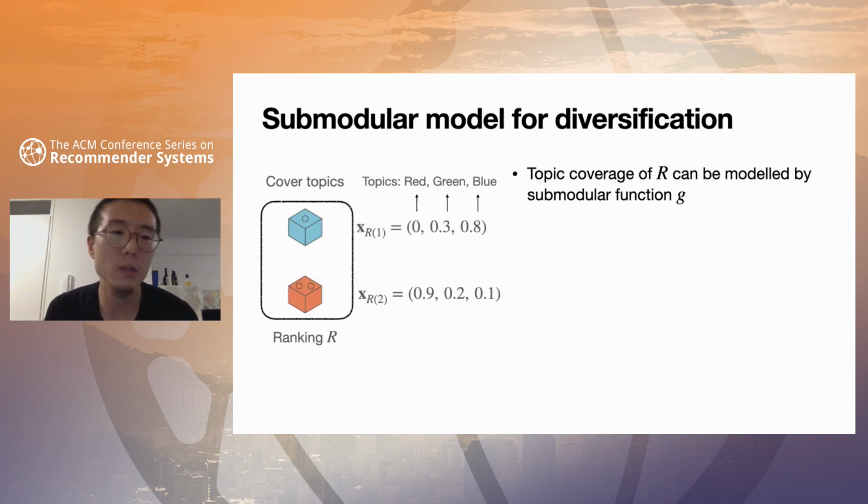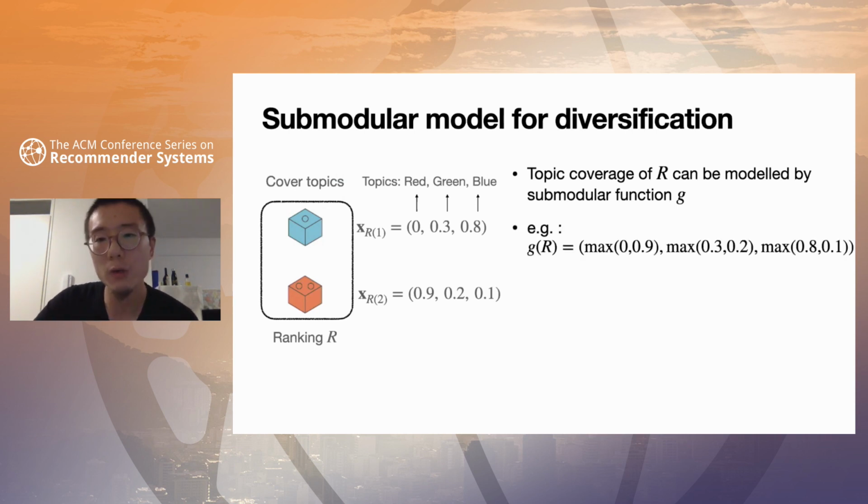By saying submodular model, we mean if we add a new item to the ranked list, the topic coverage will not be decreased. And also if we add an item similar to the topic coverage to the ranked list, the topic coverage will not gain a lot. An example here is we can do the max of each individual topic, and then the topic coverage of the ranked list will be this.